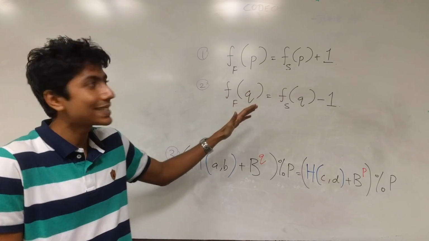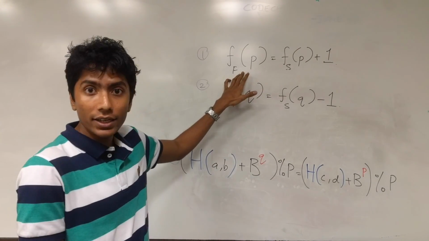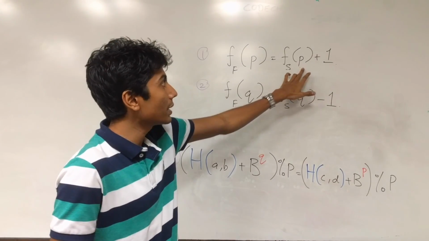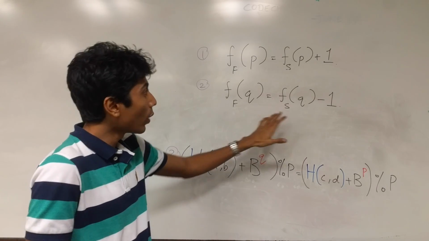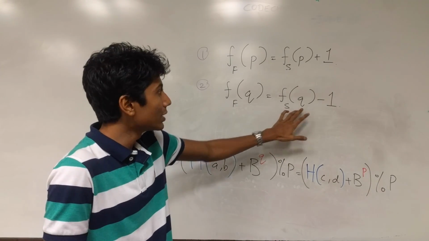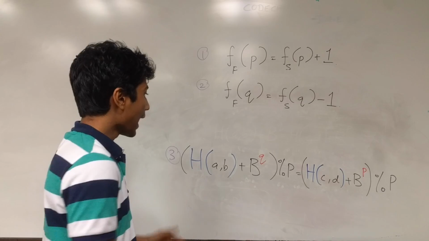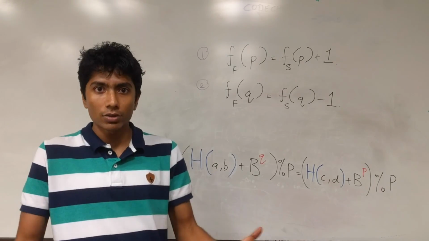The first condition is that the frequency of P in the first subarray should be 1 more than the frequency of P in the second subarray. Similarly, the frequency of Q in the first subarray should be 1 less than the frequency of Q in the second subarray. Two conditions. And the third condition is that every other frequency has to be the same.